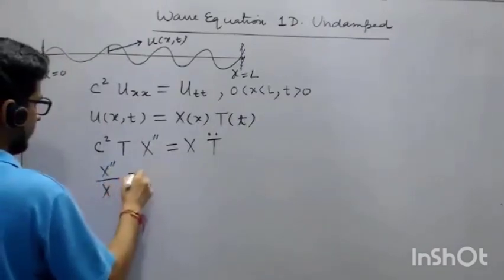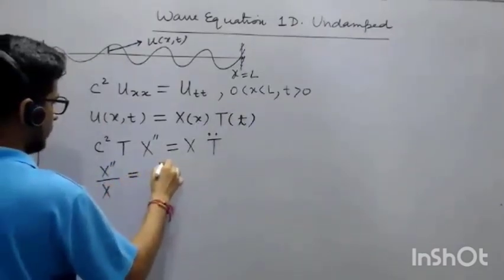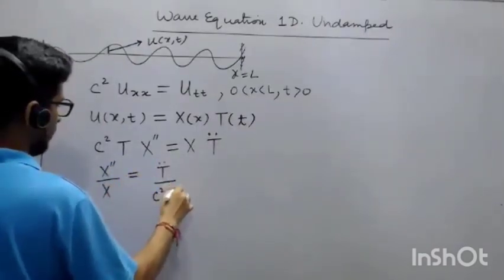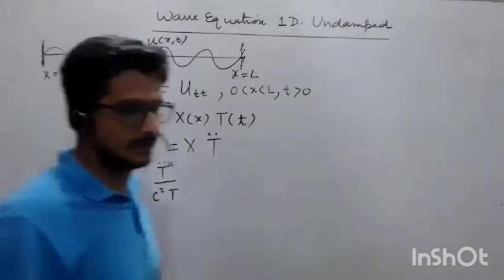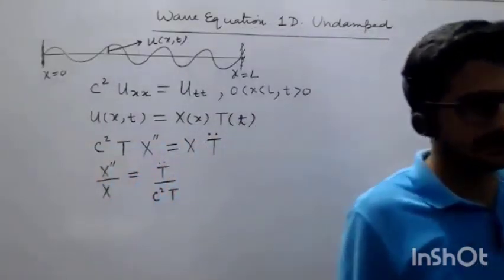X double dash by x is equal to t double dot by c square t. This is a standard form. You can always argue that c square can be kept here also. Yes, you can. But this is the standard form that you will see come out of this equation.